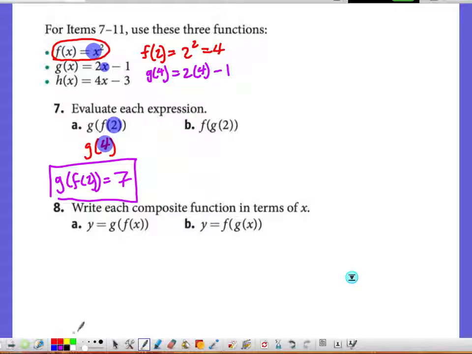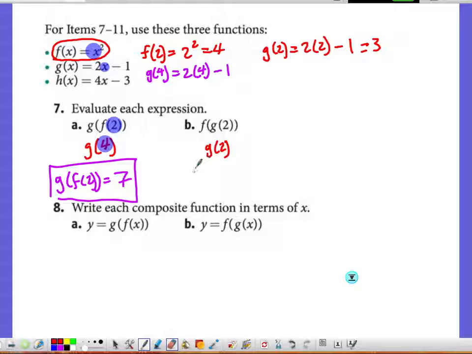Let's do one more example. Here my inner function is g of x, and the first thing I want to do is start with the inner function and work my way outside. So first thing I want to do is find what g of 2 is. Same thing we did to find g of 4. We just simply plug in the input into the variable, and so g of 2 is going to equal 2 times 2 minus 1. Notice how I plugged in 2 for x. It replaces the x, and so we get 4 minus 1, which is equal to 3.